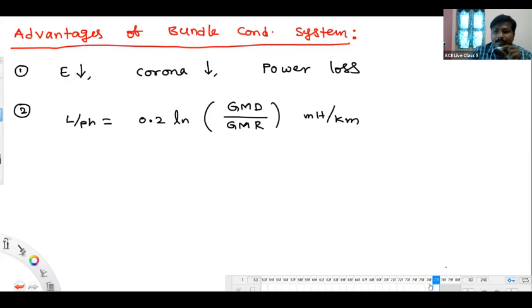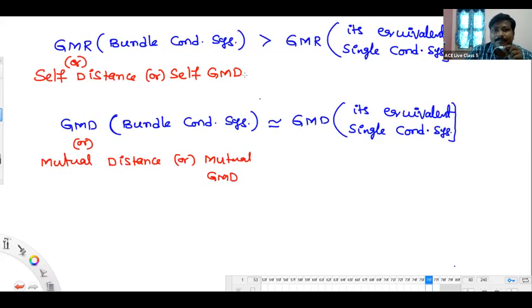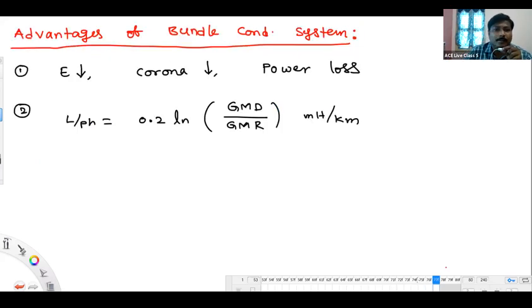Now if you take up this comparison, GMR of bundle system is more compared to single. So obviously GMR is high but GMD remains the same. Because of this the value will fall down and inductance decreases. Because of this decrement, reactance per phase reduces, and voltage drop in the system reduces.